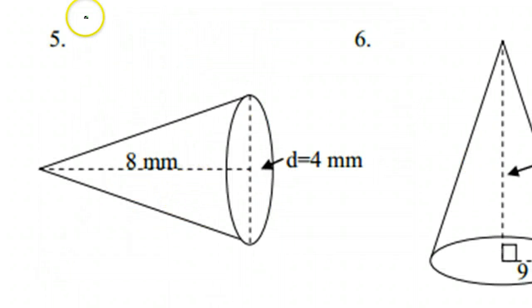Alright, so here we have a cone. Once again, the volume of a cone is 1/3 area of the base times the height. In this case, the base is this circle.